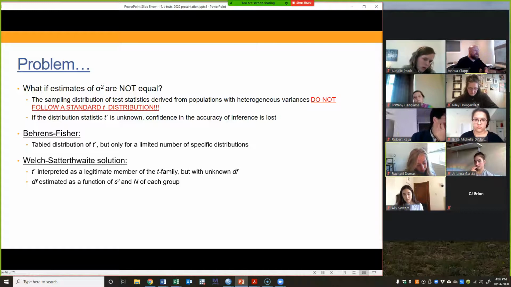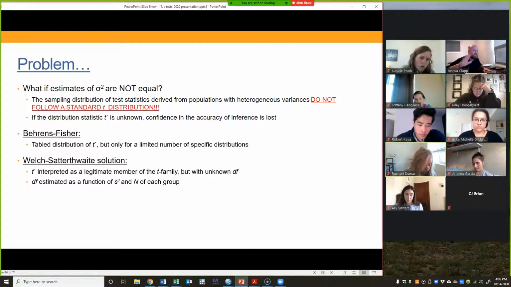What's become used in routine practice is known as the Welch-Satterthwaite solution. And Welch-Satterthwaite assumes that the distribution of t prime falls along a legitimate t family. We just don't know what the degrees of freedom are.